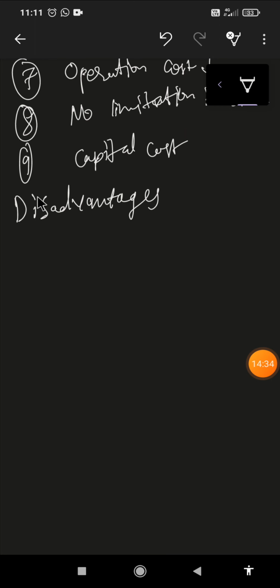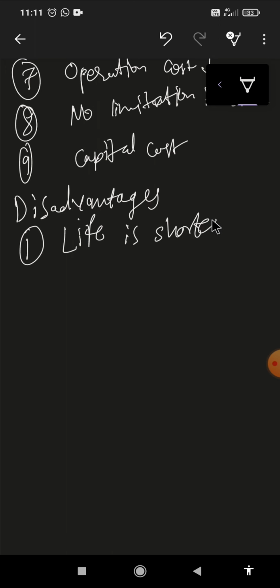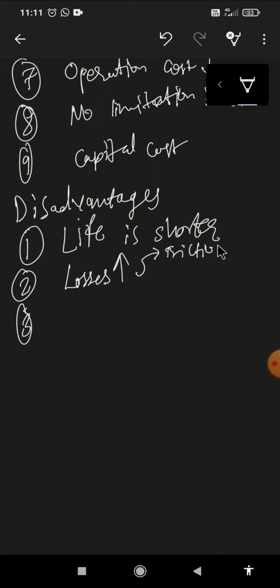So the first disadvantage is that MHD equipments have a shorter life due to high temperature stresses. So the life is shorter. This is a big disadvantage. Second, it has high fluid friction losses and heat transfer losses. So losses are high, that is friction, and second is heat loss.